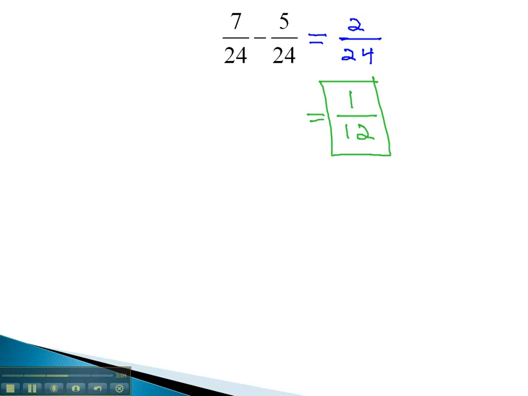Adding and subtracting with fractions, if we have a common denominator, we simply add or subtract the numerators and keep the denominator.